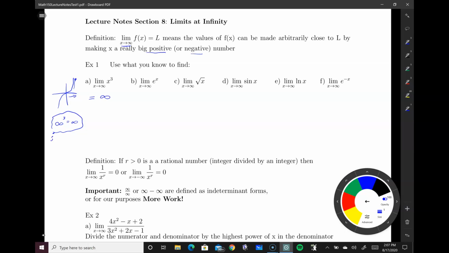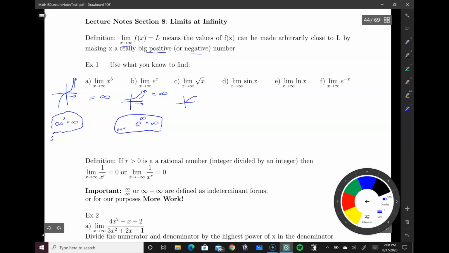So here, if I look at the graph of e to the x, moving on out to infinity, the y values are going up, so it is infinity. So that gives us the idea that e to the infinity is infinity. Again, you're never going to write this. I'm just giving you these little thought bubbles to think about.